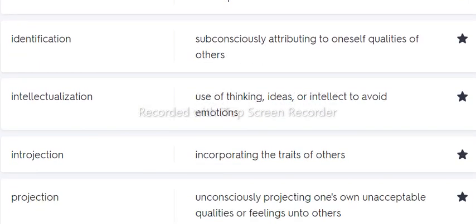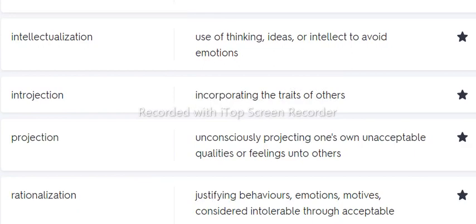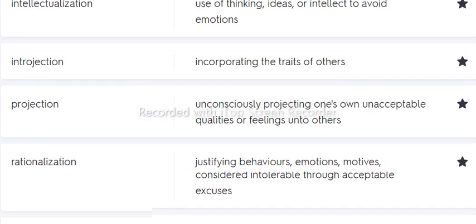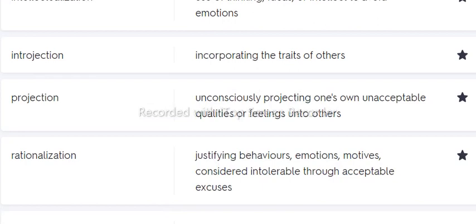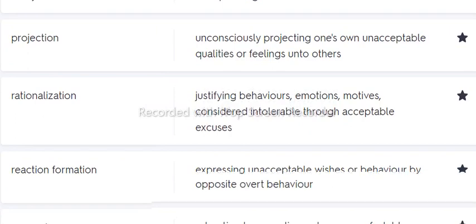Intellectualization. Use of thinking, ideas, or intellect to avoid emotions. Introjection. Incorporating the traits of others. Projection. Unconsciously projecting one's own unacceptable qualities or feelings onto others. Rationalization. Justifying behaviors, emotions, motives considered intolerable through acceptable excuses.